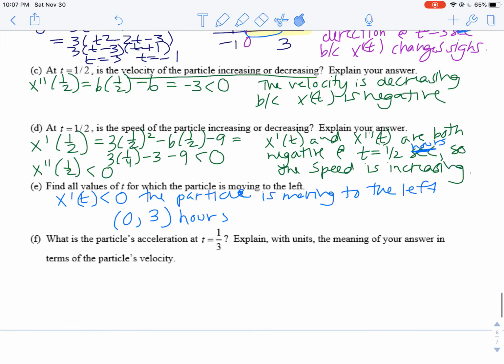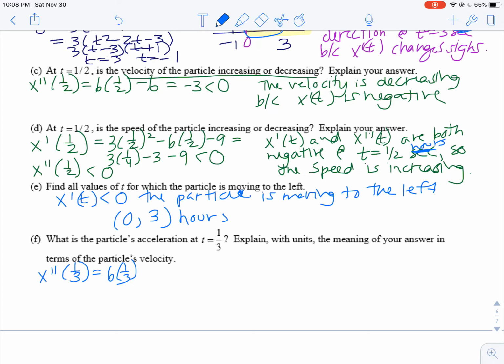All right, last one. If you did this all in one shot, good for you. This is a long video. What's the particle's acceleration at t equals 1/3? Explain with units the meaning of your answer in terms of the particle's velocity. All right, so we're looking at our second derivative here at 1/3 of an hour. So 6 times a third minus 6, that's just going to be negative 4. And we're in miles per hour squared for acceleration.